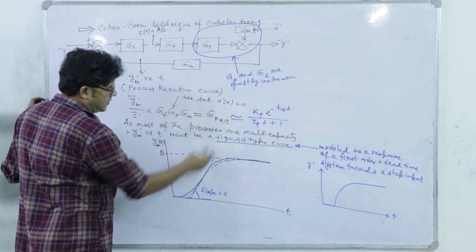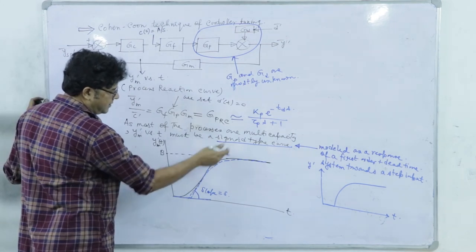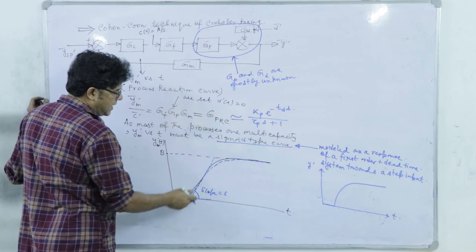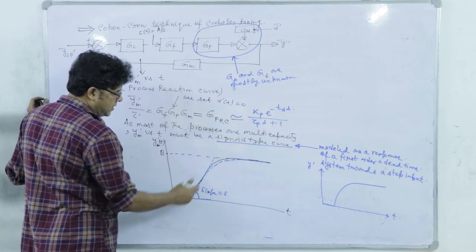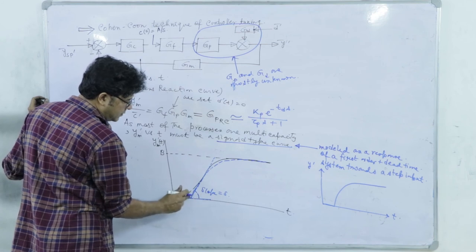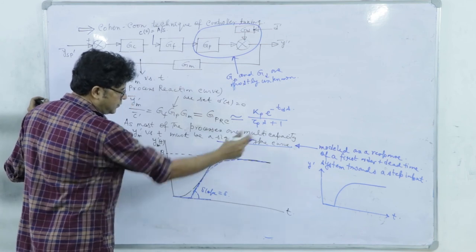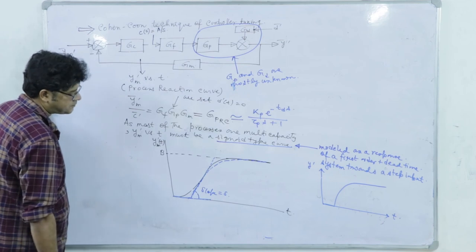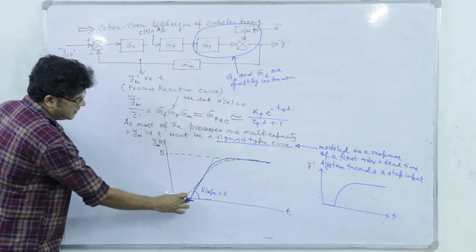If we draw a tangent to the central part of this rising section of the sigmoid, I will get a line. Tentatively, this will be the step first order response, which must merge with that. And this is the dead time.